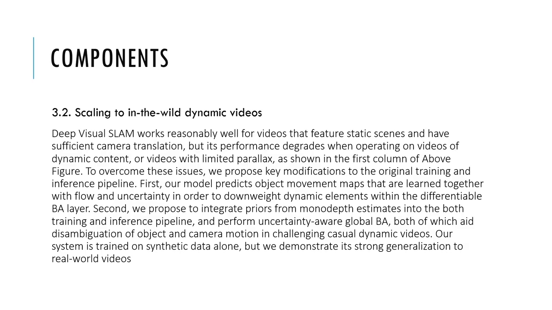They proposed key modifications to the original training and inference pipeline. First, their model predicts object movement maps that are linked together with flow and uncertainty in order to downweight dynamic elements within the differentiable BA layer, the bundle adjustment layer. Second, they integrate priors from the monodepth estimates into both the training and inference pipeline and perform uncertainty-aware global BA, both of which aid disambiguation of object and camera motion in challenging casual dynamic videos.